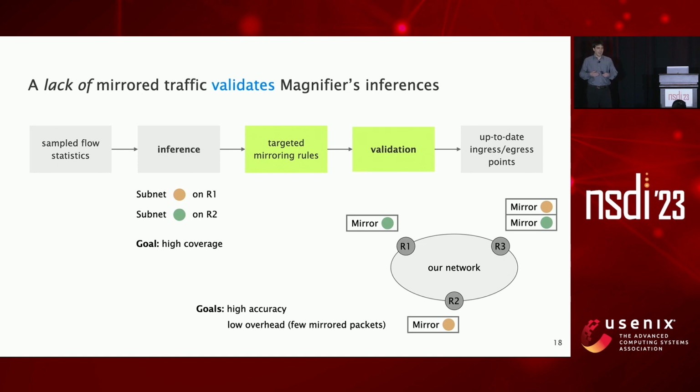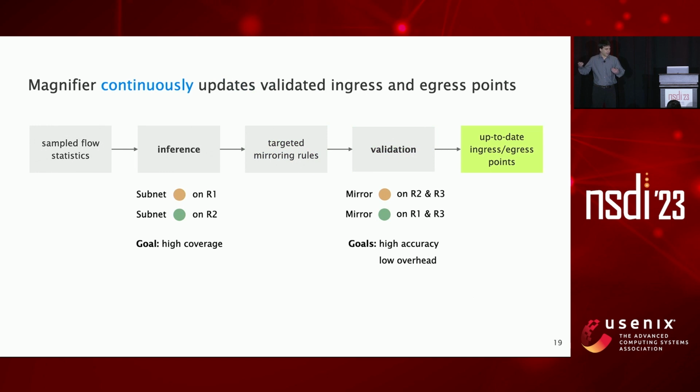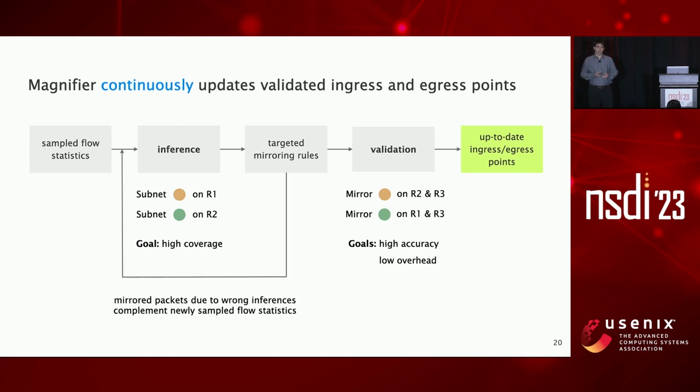On the other hand, if there is a change, or if we did a wrong inference, the mirroring rules will trigger and generate traffic. However, obviously, by deploying them on the places where we do not expect traffic, we can also reduce the amount of mirror traffic that we get. And doing so, we get validated ingress and egress observations, and we can also go further and use the wrong inferences that we make, so the observations that we get from the mirror traffic, and feed it back to the next inference operation that we do to, over time, improve our results. So that is, on a very high level, how Magnifier works.